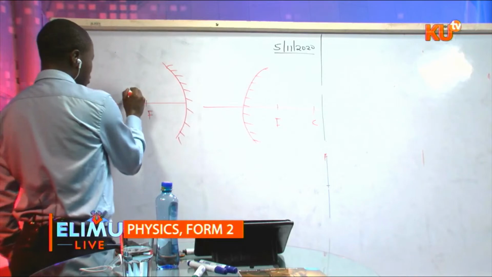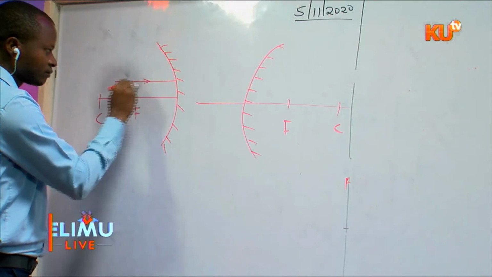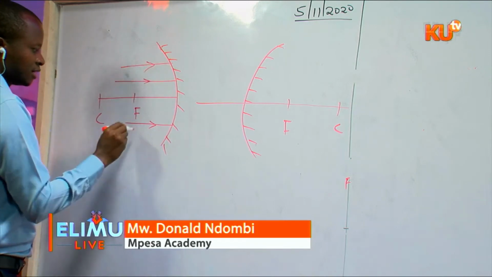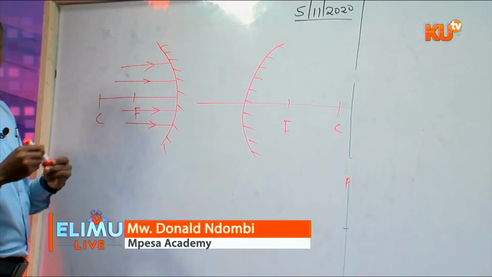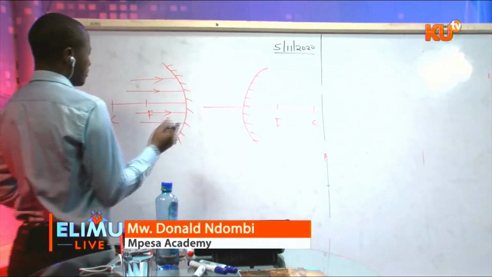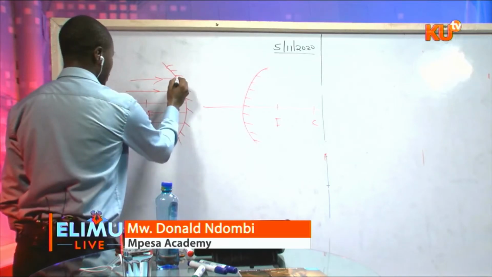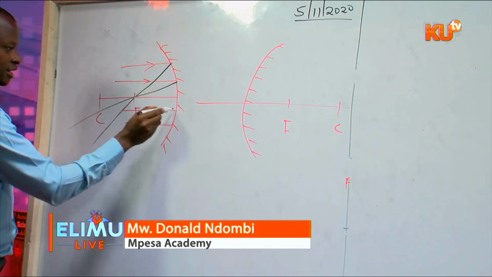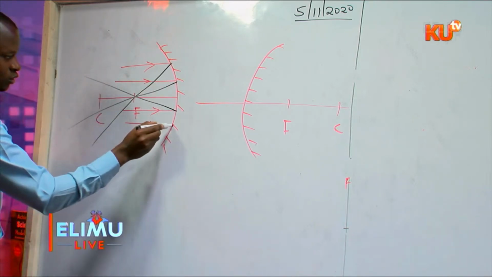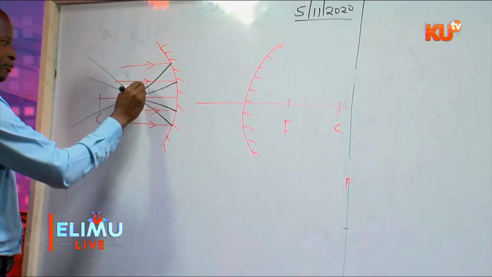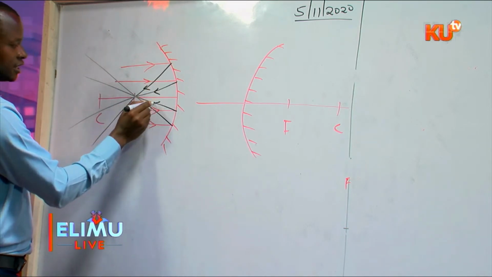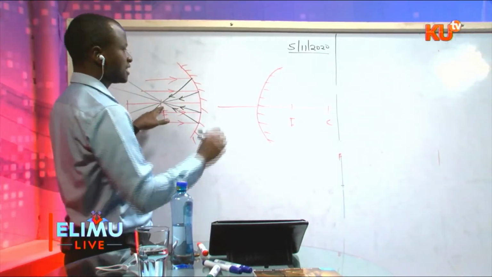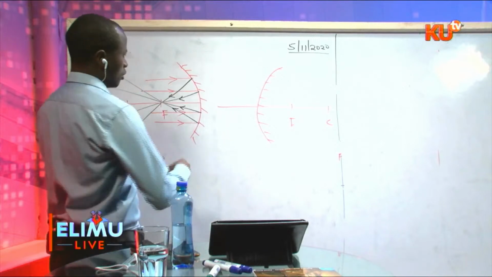Now, something interesting. We make the rays first of all parallel to the principal axis like this. All rays parallel like that. What will happen? Those are our incident rays, striking the mirror. After reflection, this ray goes through F like that. This other ray also goes through F. This one goes through F. This one also goes through F. So all the rays that are parallel to the principal axis are observed to pass through the principal focus after reflection.